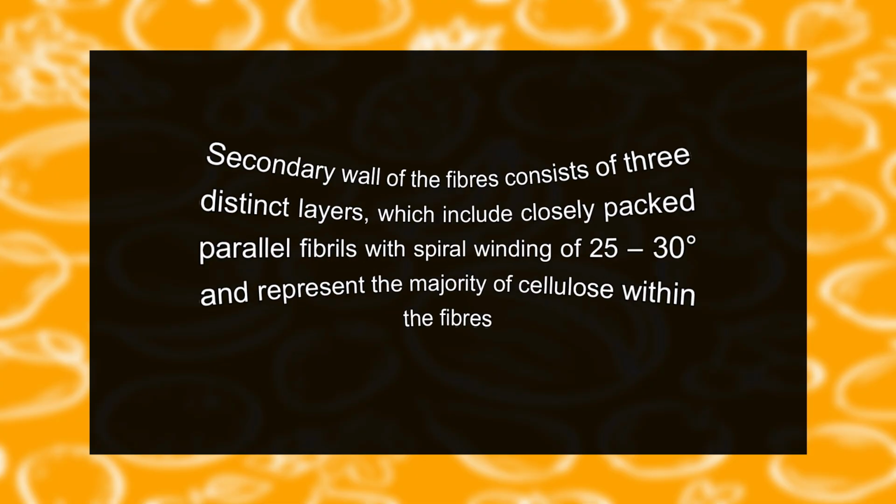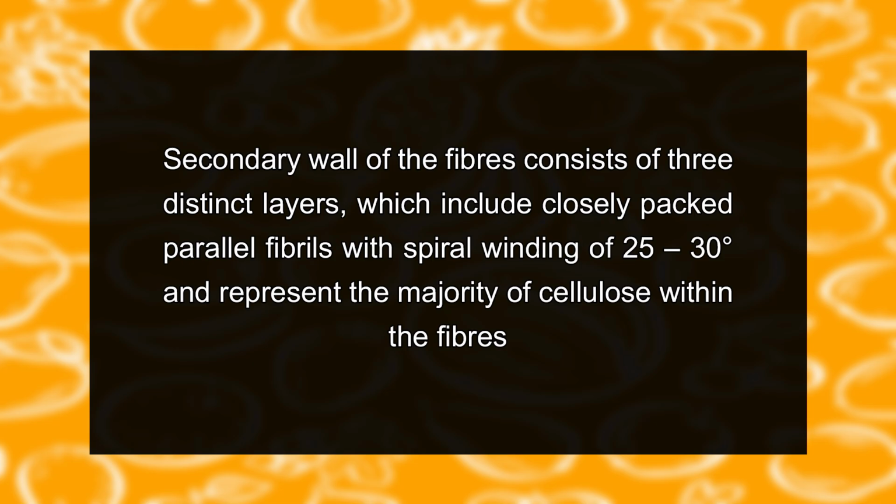Cotton fibers have a pronounced three-wall structure. The cuticle layer consists of wax and pectin materials. The outer wax layer protects the primary wall, which is composed of cellulose crystalline fibrils. The secondary wall of the fibers consists of three distinct layers, which include closely packed parallel fibrils with spiral winding of 25 to 30 degrees and represent the majority of cellulose within the fibers. Lumen is surrounded by the tertiary wall.